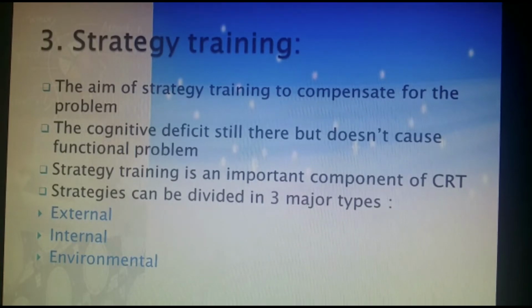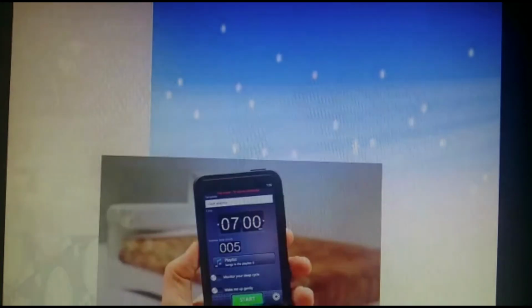We have many strategies in the memory, like the first letter cues, using the song, using the words. This can be considered an internal strategy. It can be environmental by making adaptations in the environment. Let's see some examples of this component. This is an example of the external strategy.